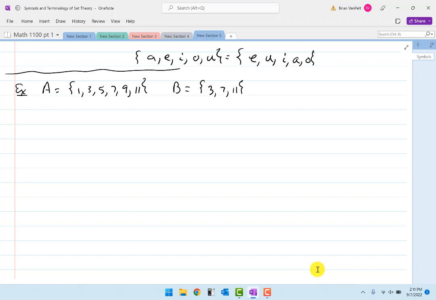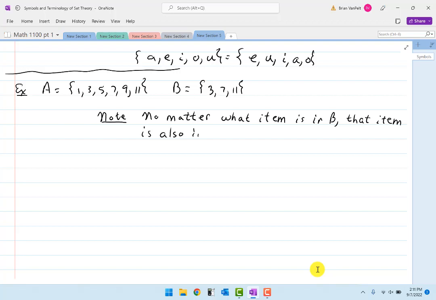So here I have two finite sets. Notice this. No matter what item is in B, that item is also in A. So just take a look at the things that are in B. B contains the numbers 3, 7, and 11. If you take any of those things, 3, take 7, take 11, notice every single one of those is also in the set A. So since that is true for every single item in B, we say that B is a subset of A. This notation is something that we'll talk about in the next video, but for now, I just want you to see that.